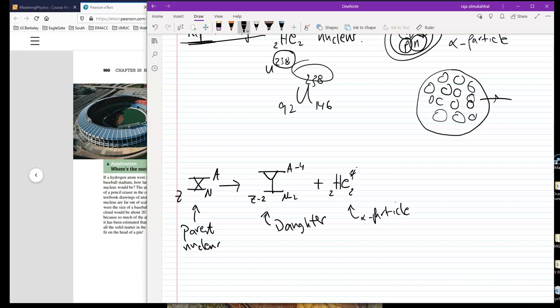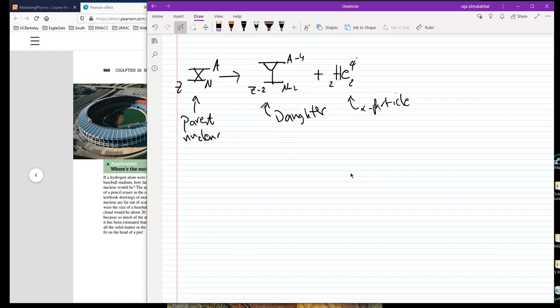Okay. So when this happens, a perfect example of that is uranium-238, which disintegrates or decays into thorium. Thorium is 234 and 90 here. Remember, this is 146 and this is 92, and what is it, 144, is that right? Plus an alpha particle. Got it?